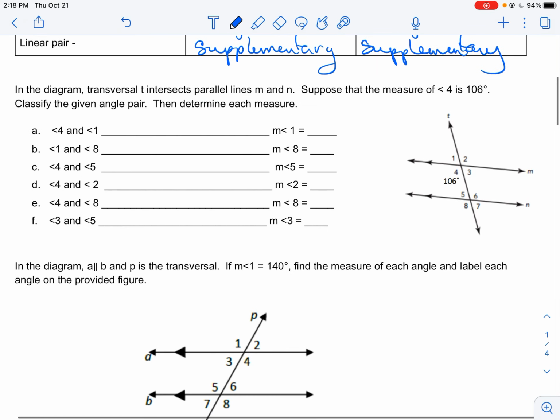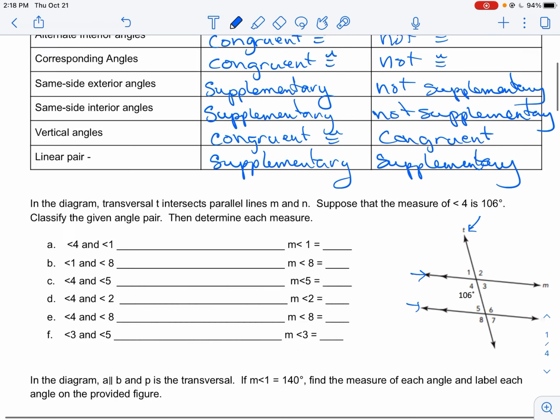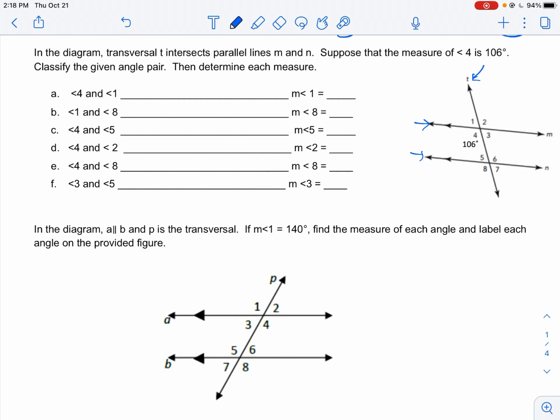Okay, so now we're going to look down at this drawing that's on the right. In the diagram, transversal T is right here. And M and N are parallel lines. Now, we're going to classify the given pair of angles, something from this list up here, and then we're going to find the angle measures.